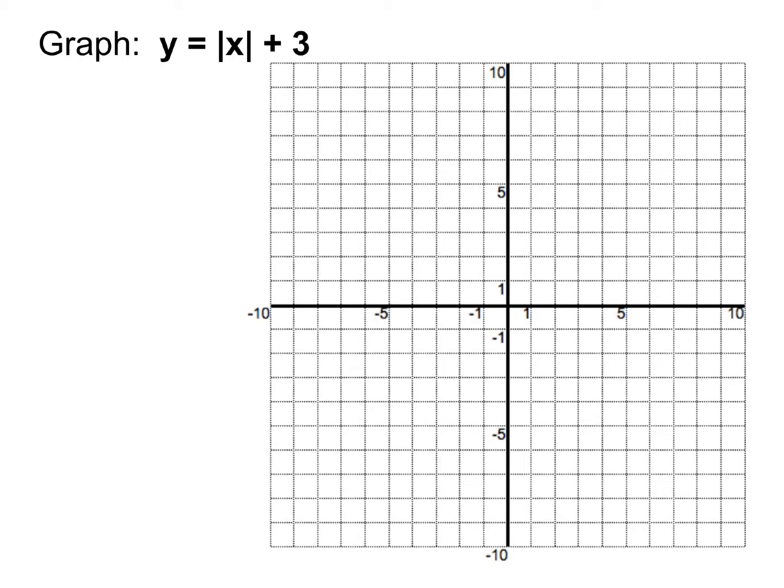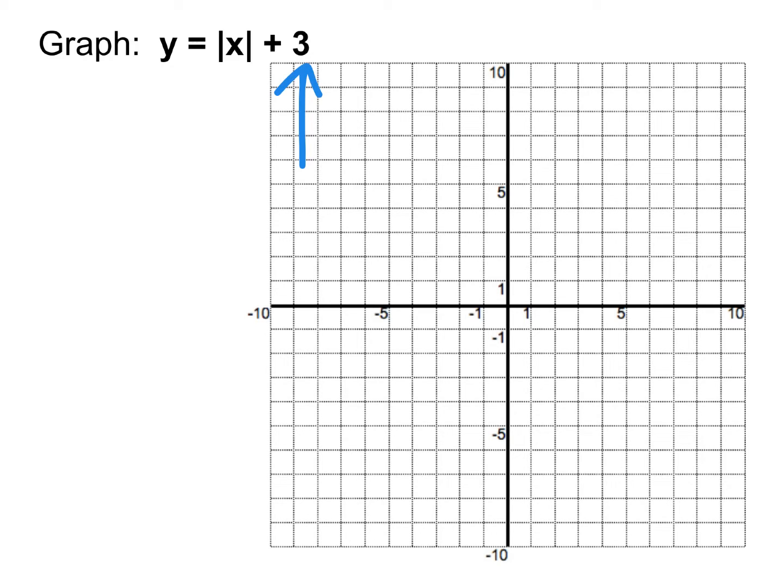All right, then the question is, what does the 3 do? Is the 3 inside with the x? No, it's not. Because inside with the x is this part here. It's where the bars are. It's outside of the bars. And since it's outside, that tells us that it's going either up or down.